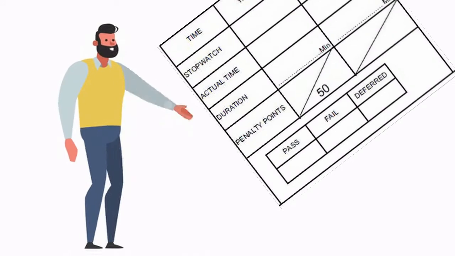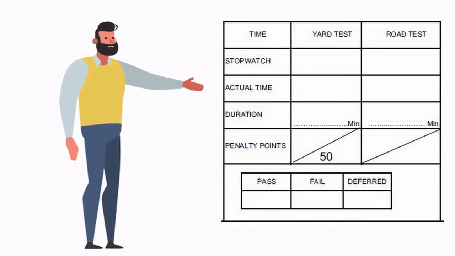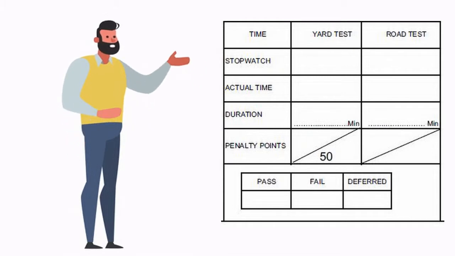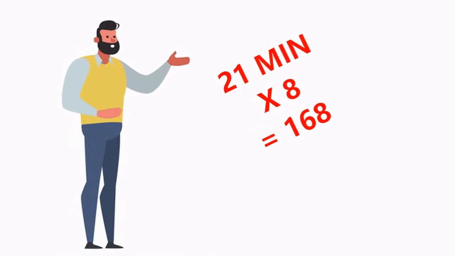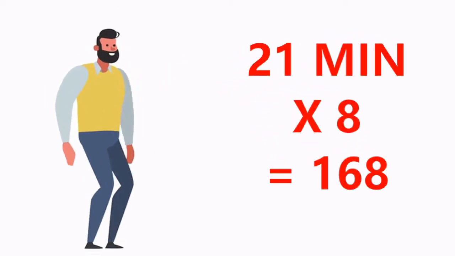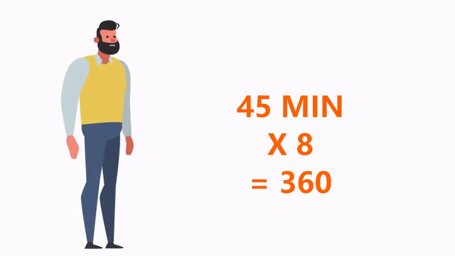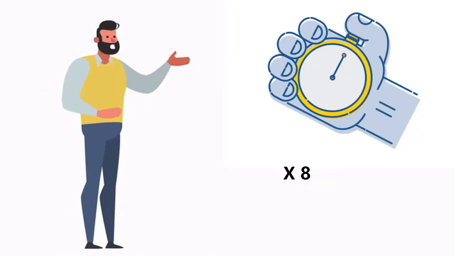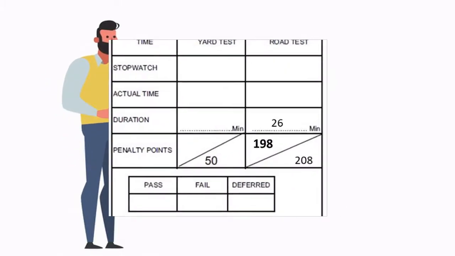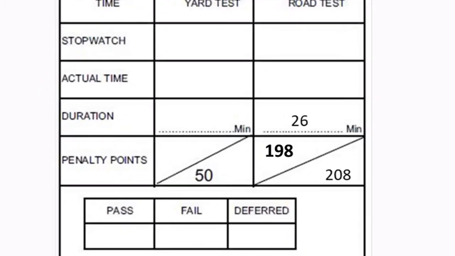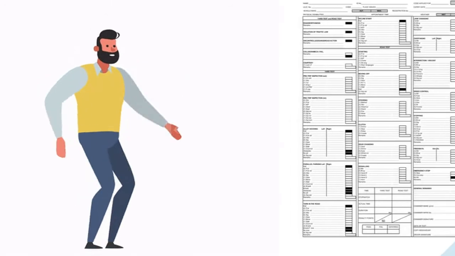The maximum number of penalty points for the road test depends on the duration of the road test. The longer the road test, the higher the maximum number of penalty points. For example, at 21 minutes, the maximum penalty points allowed are 168. At 45 minutes, the maximum penalty points allowed are 360. The examiner takes the time you spend on road and multiplies it with 8. You will pass if you do not exceed the maximum number of penalty points. Now let's go through the points sheet.